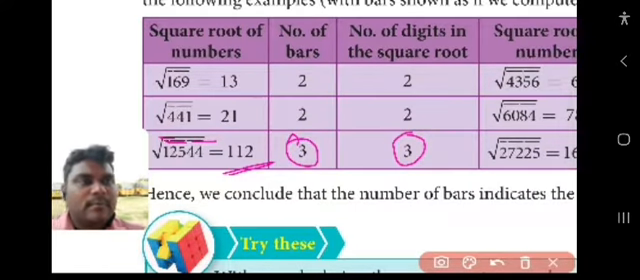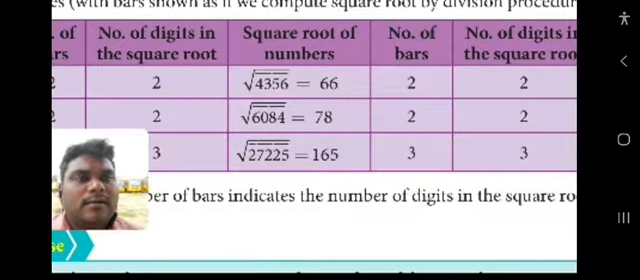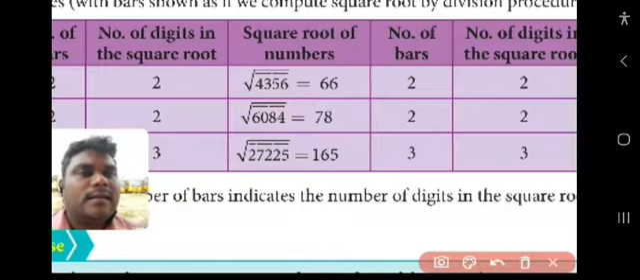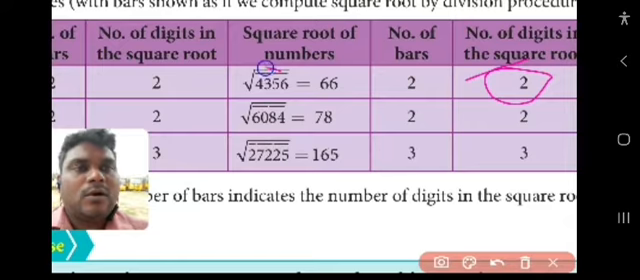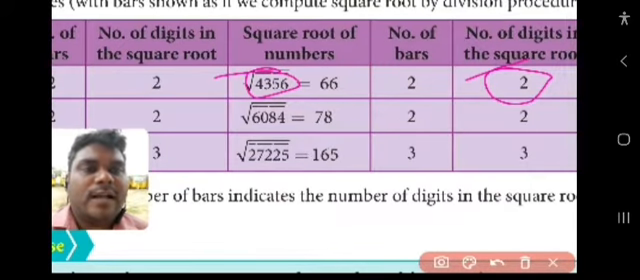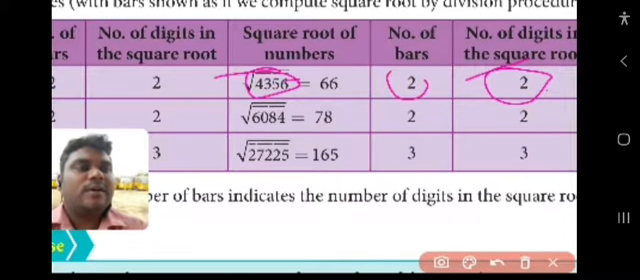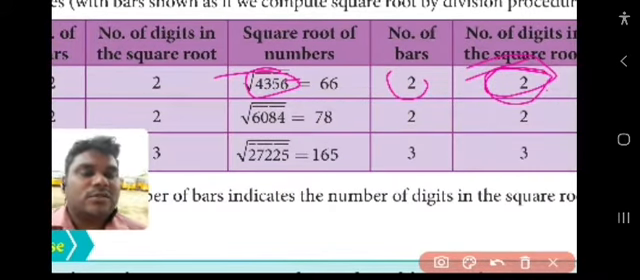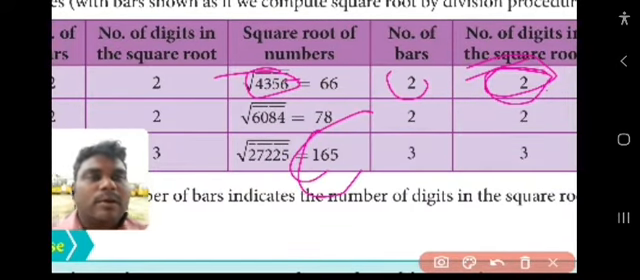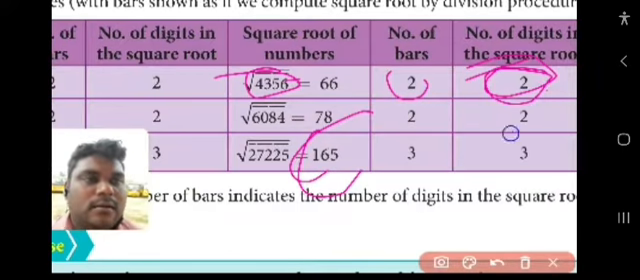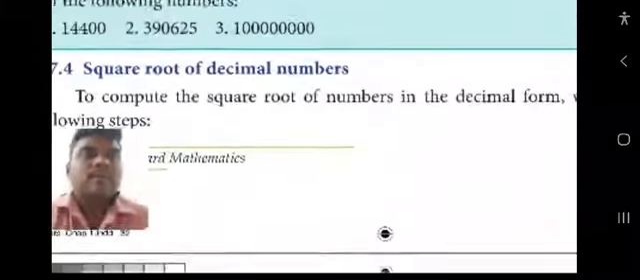Okay. Next, similarly, see here the number of bars is equal to the number of digits in the square root. So for any perfect square number, the square root will have as many digits as the number of bars. If 2 bars come, the number of digits in the square root is also 2. If we get 3 bars, the number of digits in the square root is also 3. Okay, so this is an important result.